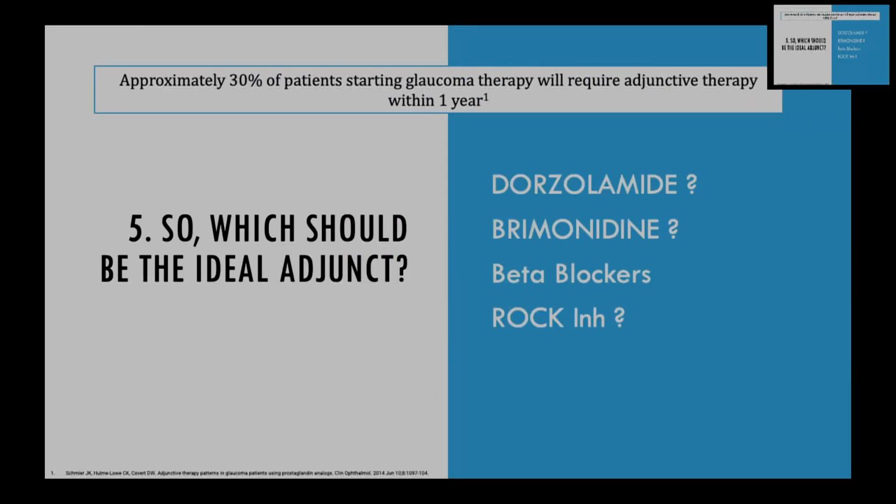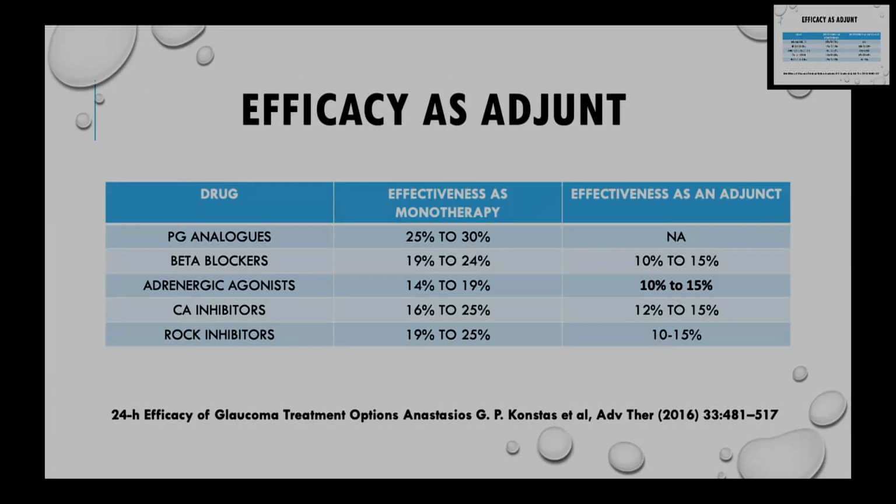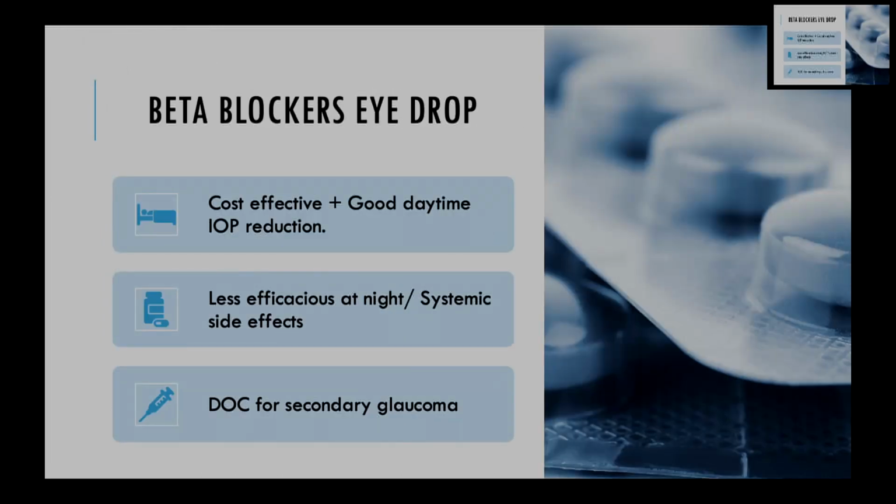Apart from prostaglandin, the best adjuncts we have are the carbonic anhydrase inhibitors, the brimonidine, beta blocker, and now we also have the ROCK inhibitor. There are various studies highlighting the efficacy of each drug, but overall the consensus is anything between 10 to 15% of extra IOP reduction you can get with an adjunct. All of them have their advantages and disadvantages. Beta blocker definitely is more cost effective. They have higher systemic side effect.